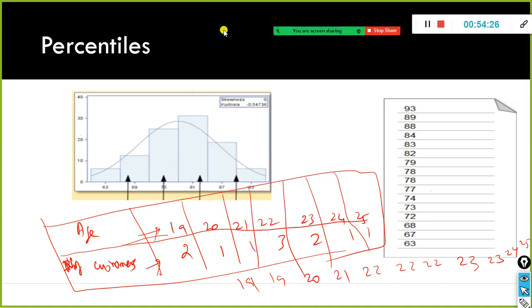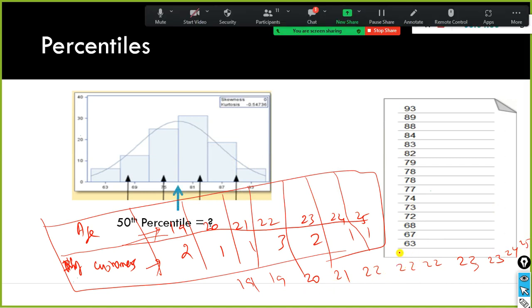Are you sure? Here we have 3, 6, 9, 10, 11, right? So here 5, 5, and then after 5, this is the median, and just beneath this you can see this 20 is the Q1 and 23 is the Q3. What is the IQR? 23 minus 20 equals 3. So this is your IQR.